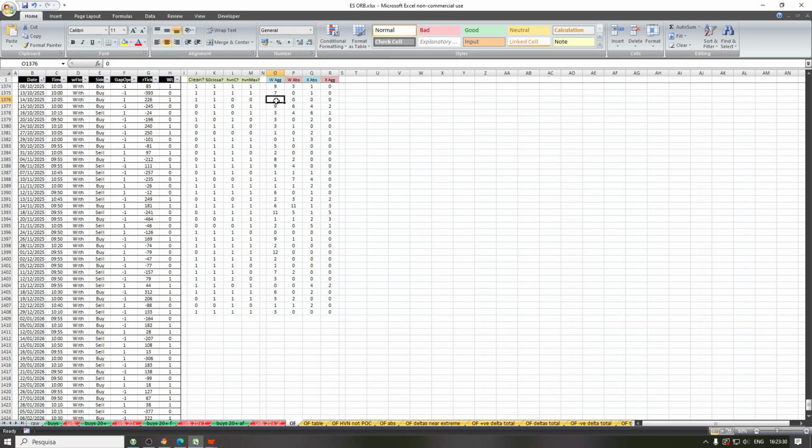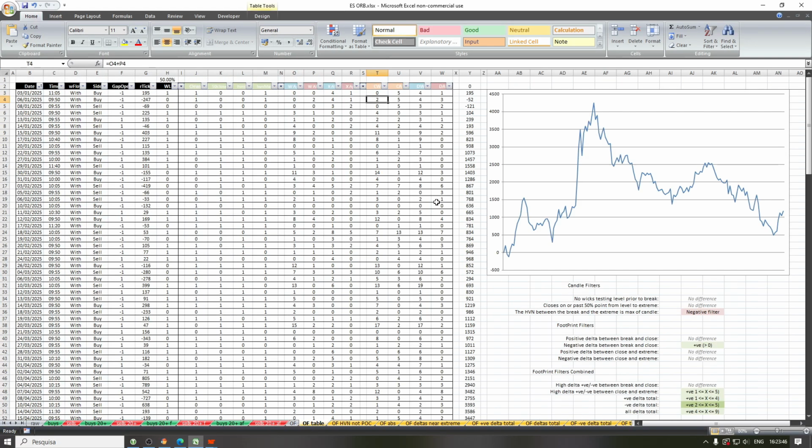This should be positive. So aggression should be positive. Absorption should be positive, perhaps not as positive. And then these ones should be negative. That was the hypothesis going in, right? So I'll bring up the table here and we can look at the results.